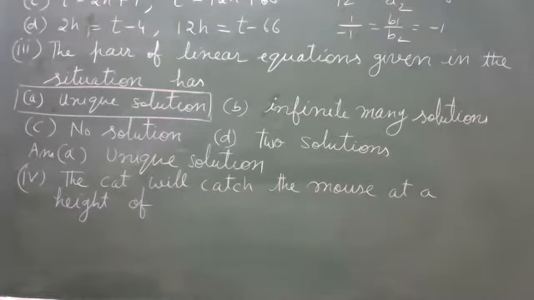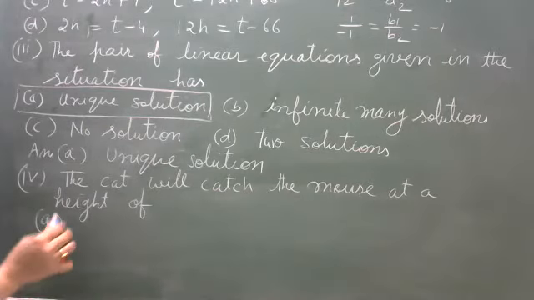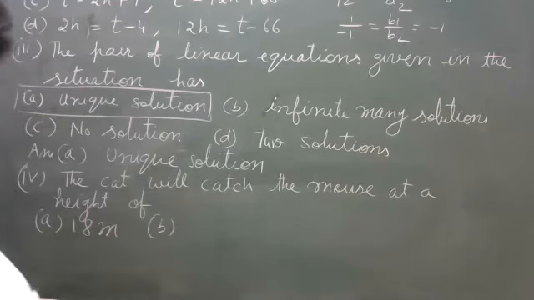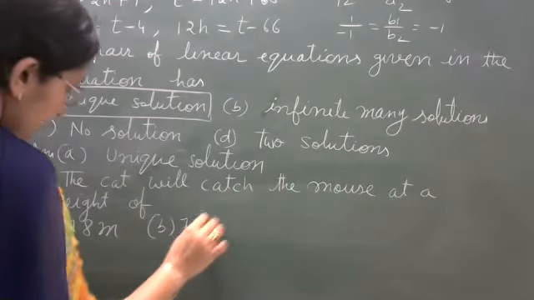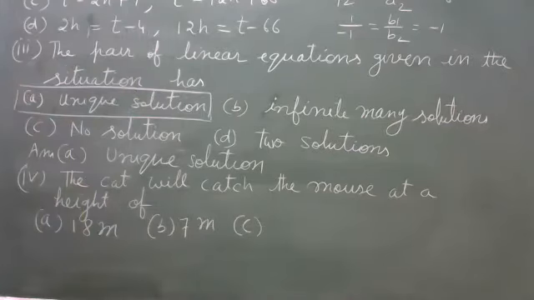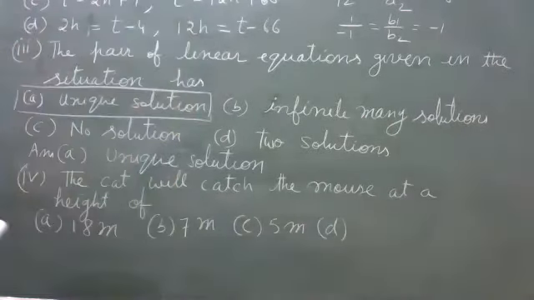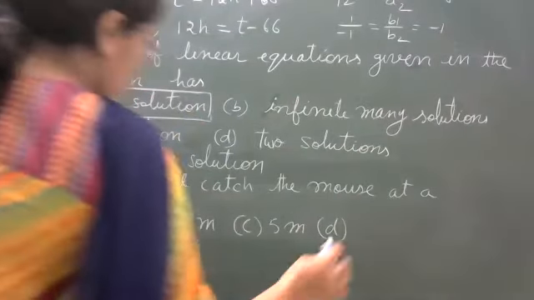The cat will catch the mouse at a height of: A part 18 meter, B part 7 meter, C part 5 meter, and D part 6.2 meter.